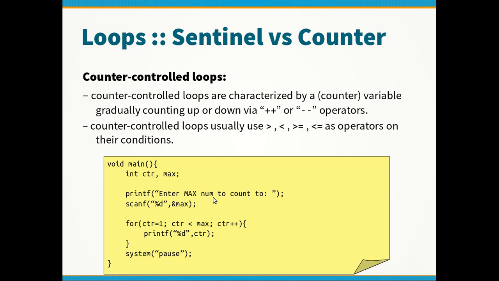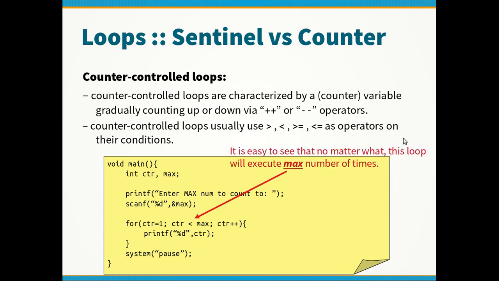Alright, so here we have: enter the max num to count to. Again, the user decides what number he wants the program to count until. So let's just say we input 3. We do a scanf, 3 gets stored into max, and then we count for as long as CTR is lesser than max, which starts out at 1. We'll do the following: print, and then increment, and then determine, and then if true, print, and then increment or variate, and then simply test the condition again. Alright, that's it for counter control.